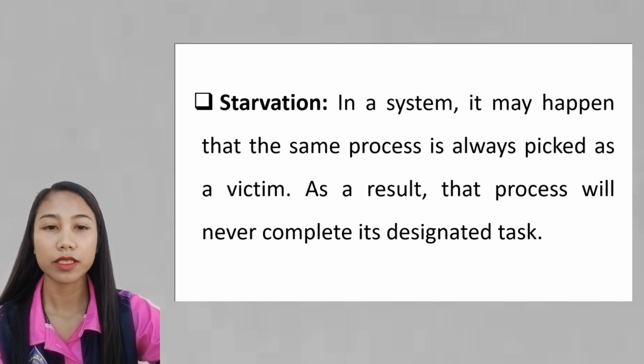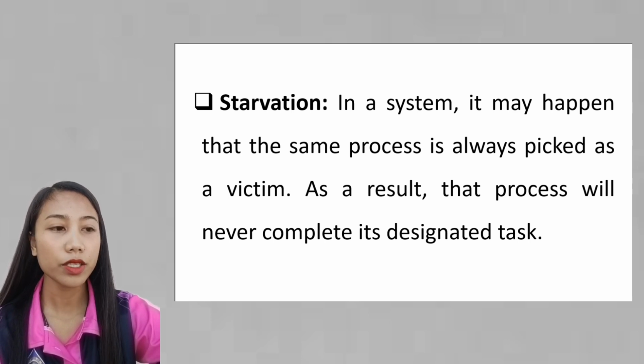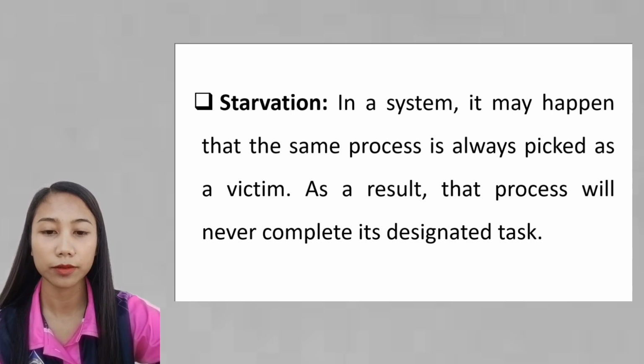Number 3. Starvation. In this system, it may happen that the same process is always picked as a victim. As a result, that process will never complete its designated task. Starvation occurs when a process repeatedly gets chosen as a victim in the process of resolving a deadlock. As a result, this process may never get the resources it needs to complete the task.